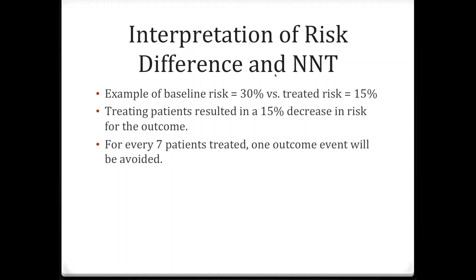Let's take an example where the baseline risk is 30% and the risk in the treatment or exposed group is 15%. By subtracting these incidences, you come up with a risk difference of 15%. In English, this means that treating patients resulted in a 15% drop in the risk of the outcome. When you take the reciprocal of 15%, or 0.15, you get 6.666. So for every 7 patients treated, 1 outcome event will be avoided.